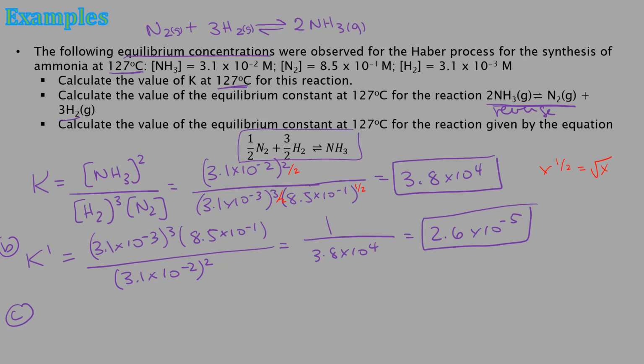All right, so this K double prime is going to be equal to the square root of K, which is equal to the square root of 3.8 times 10 to the 4th, which is going to be 1.95, or 2.0 times 10 to the 2nd. That's it. It's as easy as that.